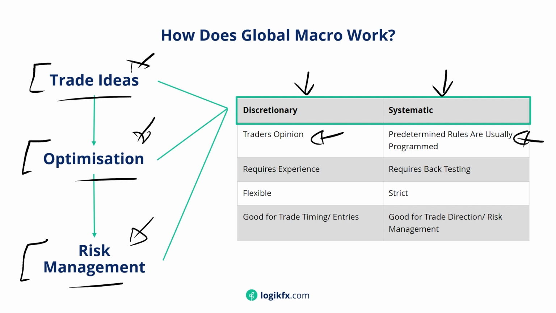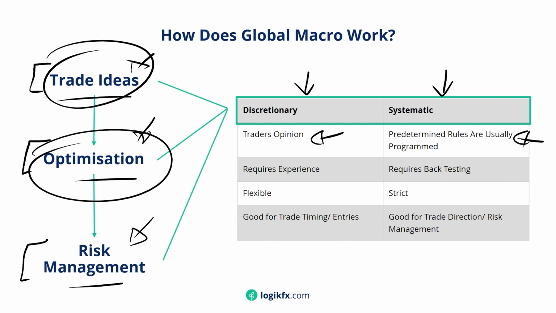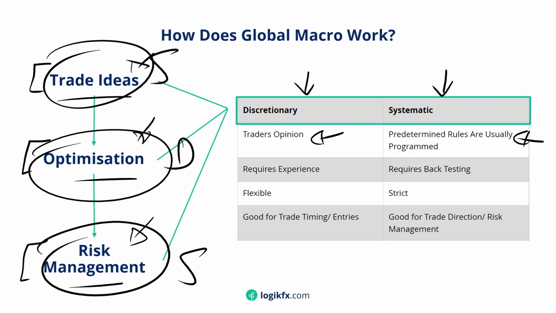What most find is that systematic methods are great for predicting the direction of price movements, so a systematic approach is great for trade ideas, whereas discretionary is great for optimization. So if we were to label these, a hybrid approach of SDS, systematic for trade ideas, discretionary for optimization, and systematic for risk management, has been shown to be the most optimal way to place positions. So let's have a look at an example of how that would be structured as a trading strategy.